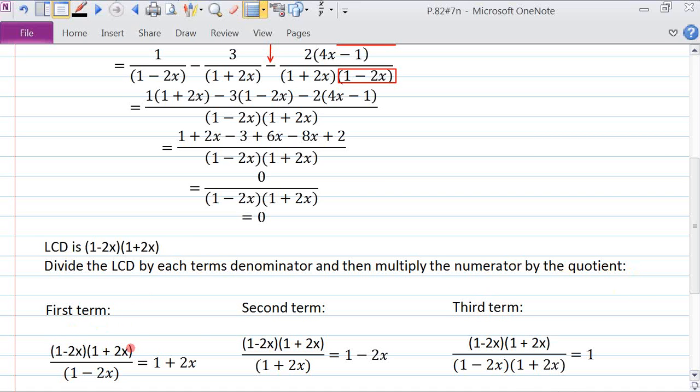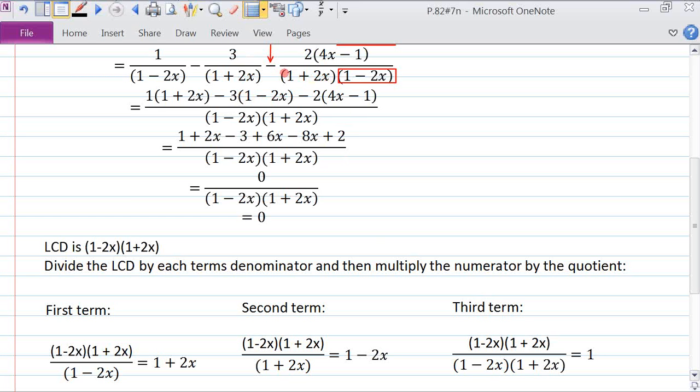What does that mean? We take the lowest common denominator, which is that. We divide by this term's denominator. We get a quotient of 1 plus 2x, which we then multiply by this numerator here. Okay, here in the second term, take the lowest common denominator always, divide by this term. That leaves me with this, and I'm going to multiply the top of this by this 1 minus 2x.